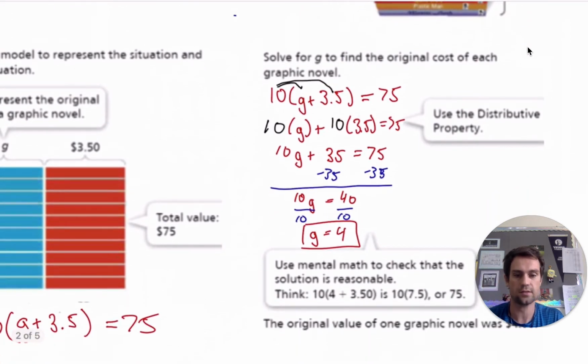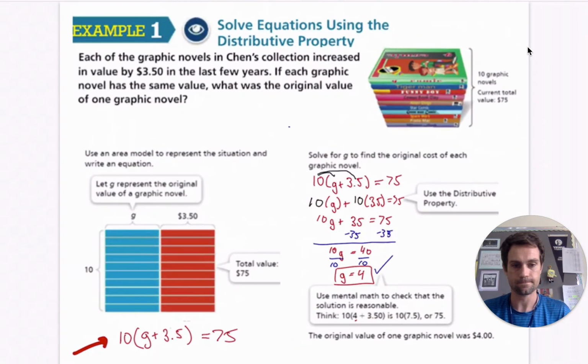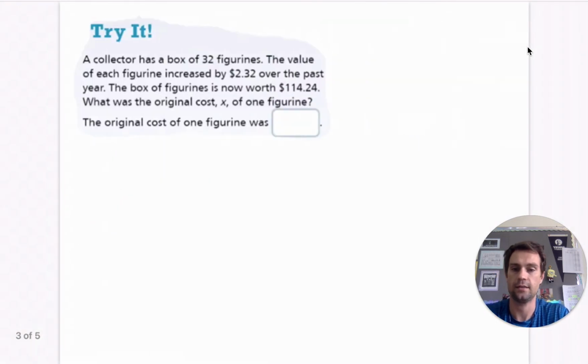So by using some mental math, we can put 4 back into our original equation up here. So we're substituting 4 in. 4 plus 3.5 is 7.5. 10 times 7.5 gives us 75. So we know that we got this correct. Okay? Let's go ahead and look at this example. You go ahead and try this one on your own.